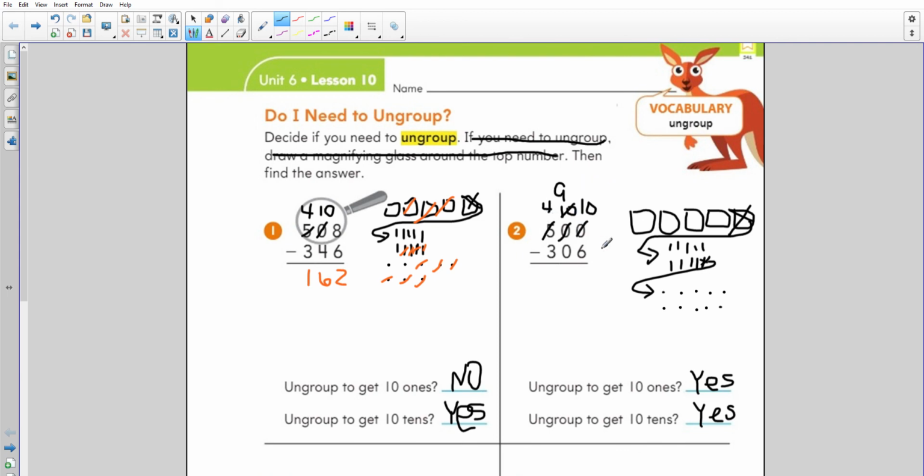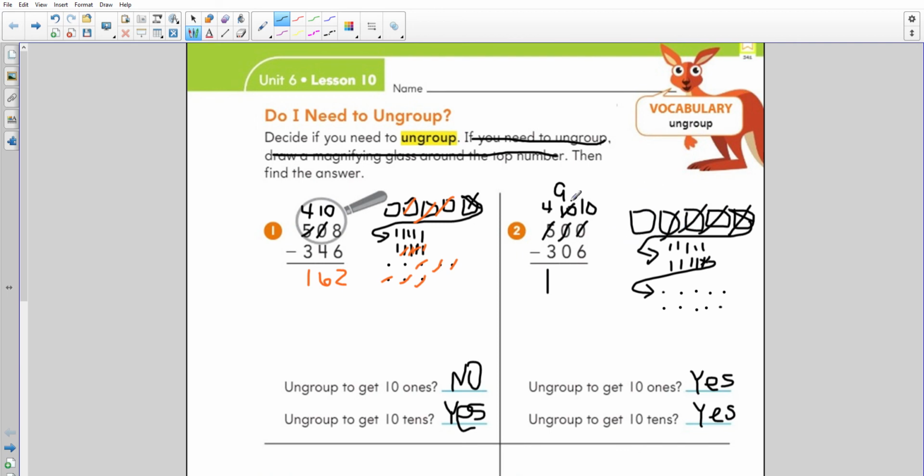Now I can subtract. Boys and girls, I'm going to subtract starting over here in the hundreds because it really doesn't matter where you start. Once your ungrouping is finished, you can subtract in any place value and you'll get the same answer. I'm going to show you here with 4 minus 3 is 1. I'll go over here and subtract 3, leaves me with 1.